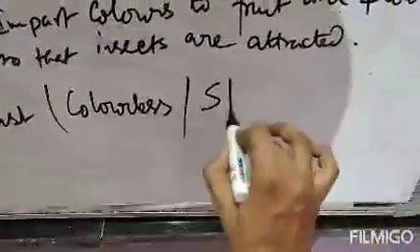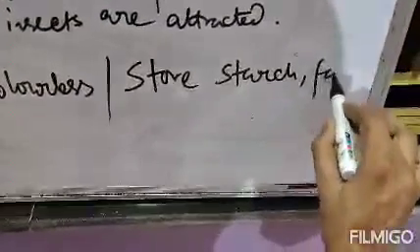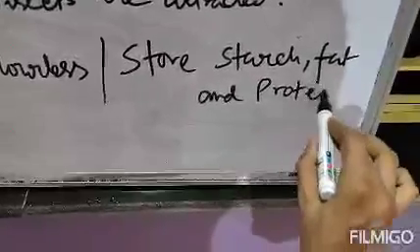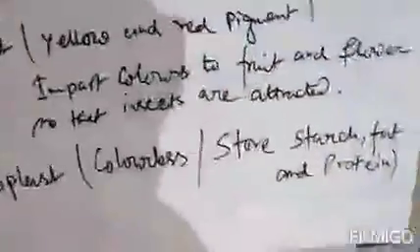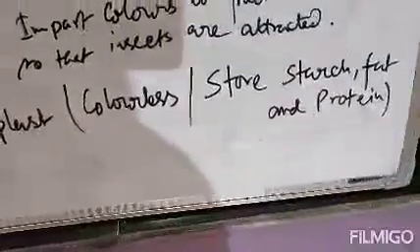So its function is to store starch, fat and protein. Next, so plastids are complete. These three plastids are found: one is your chloroplast, one is your chromoplast and lastly is your leucoplast.